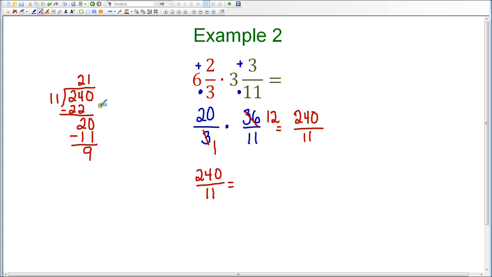How many times does 11 go into 240? It goes in 21 whole times. So my whole number is 21. The remainder that you get at the end of the problem becomes your numerator, and the denominator always stays the same. So we end up with an answer of 21 9/11. And this concludes example number 2.